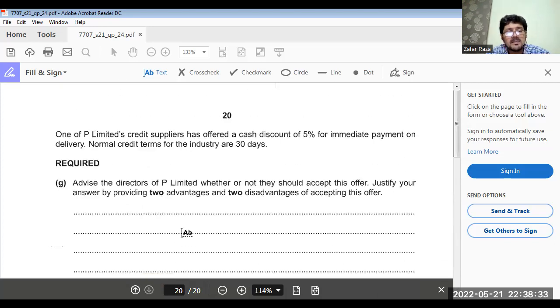One of P Limited's credit suppliers offered a cash discount of 5% on normal credit terms for the industry of 30 days. Now, what we have to do? We can avail 5% discount on immediate payment. The total credit period is 30 days. So if we pay them in advance, definitely we get a good amount of discount that would save our cash outflow.